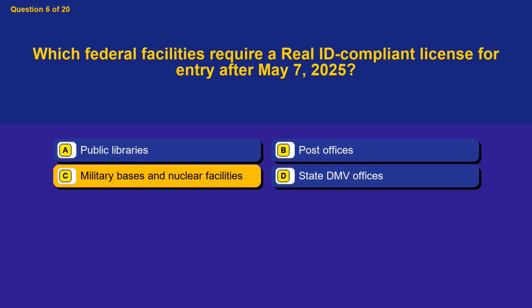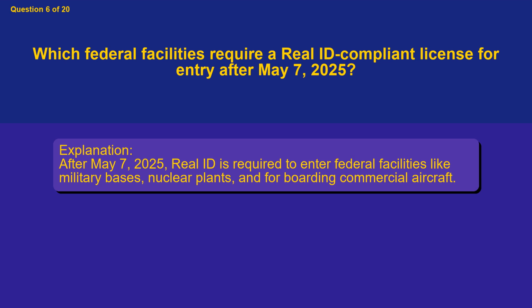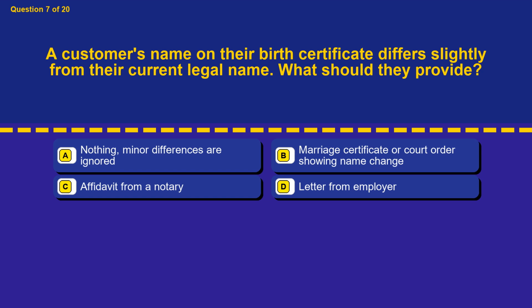The correct answer is option C, military bases and nuclear facilities. After May 7, 2025, Real ID is required to enter federal facilities like military bases, nuclear plants, and for boarding commercial aircraft.